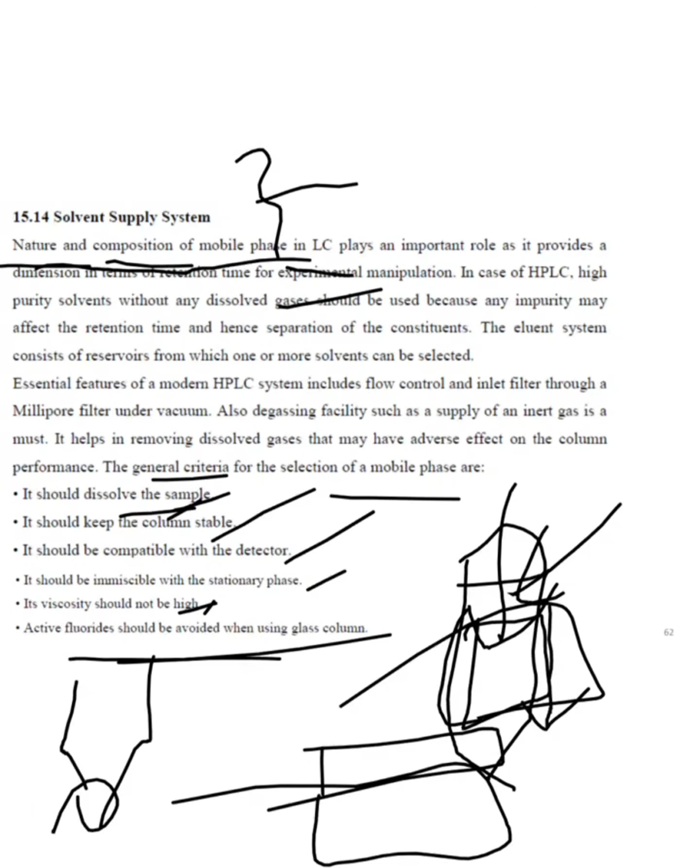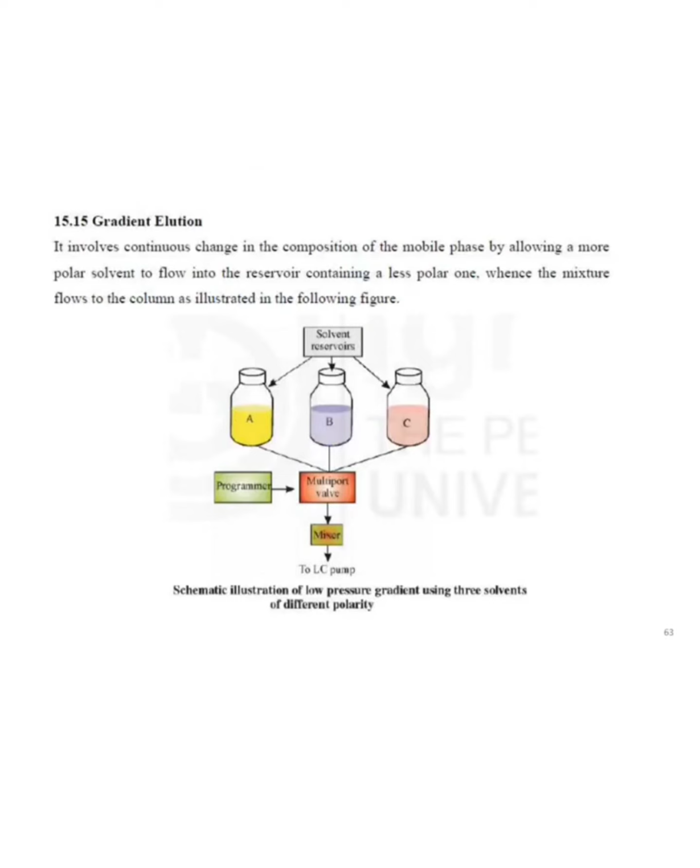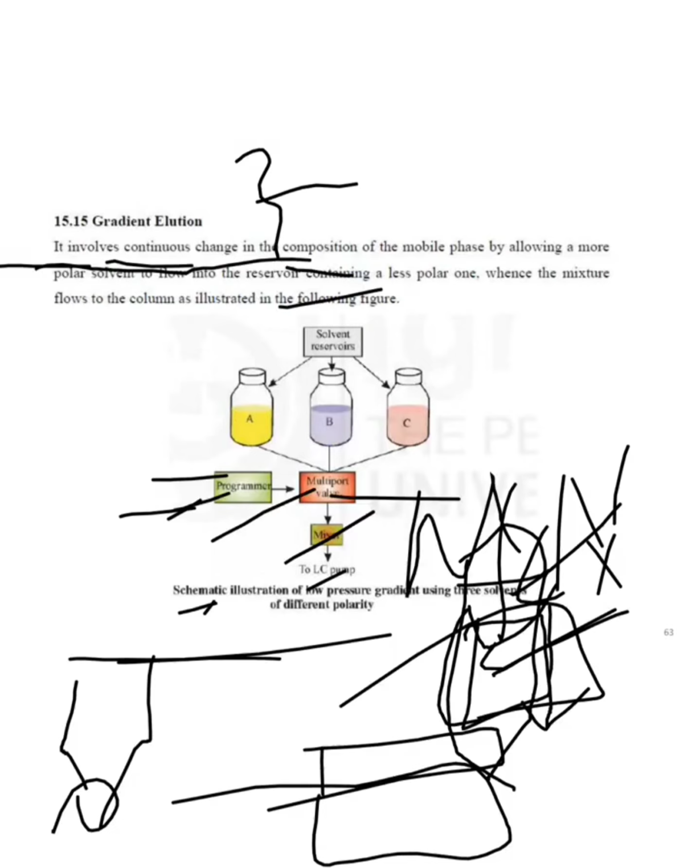The eluting power of the solvent is determined by its overall polarity. So while you are using polar and non-polar solvents, the eluting of the sample depends on which solvent you are using. We can vary the concentration of polar and non-polar solvents so that we can elute the sample easily.